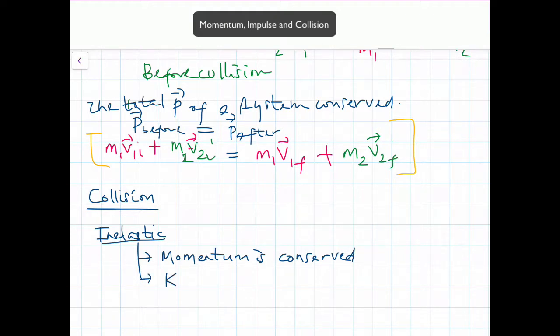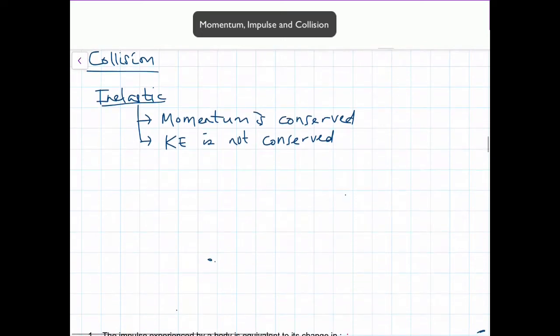Whereas kinetic energy is not. Probably that energy is somehow transferred to something else, let's say heat or sound, something related to that.